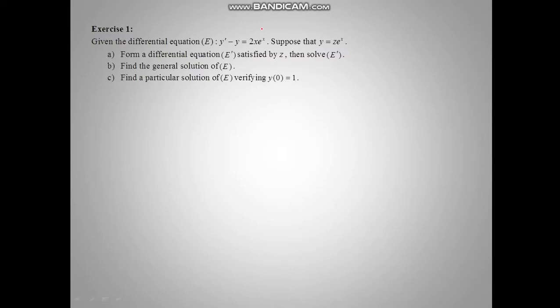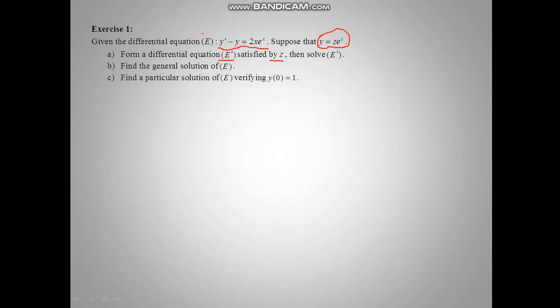Exercise 1. Given the differential equation E: y prime minus y equals 2x e^x. Suppose that y equals z e^x. This gives us a change of variable, a new variable z, to facilitate solving the differential equation. We are asked to find a differential equation E prime satisfied by z.